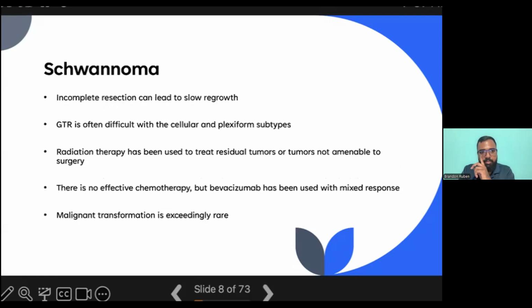If resected completely, schwannomas usually do not recur. However, incomplete resection can lead to slow regrowth. Gross total resection is often difficult with cellular and plexiform subtypes. Radiation therapy, including ablative radiotherapy such as gamma knife radiosurgery and CyberKnife radiotherapy, has been used to treat residual tumors or tumors not amenable to surgery. There is no effective chemotherapy, but bevacizumab has been used with mixed response. Malignant transformation of these tumors is exceedingly rare.